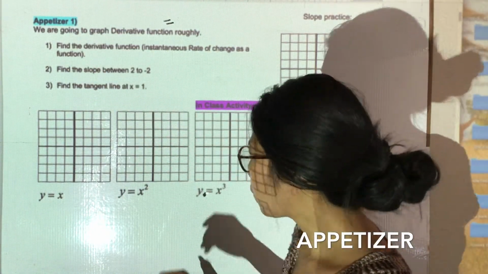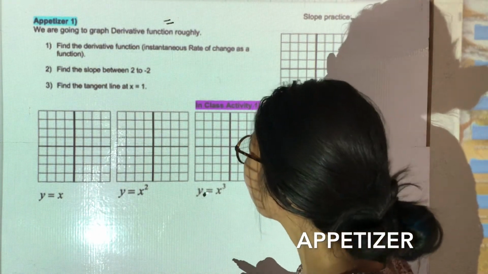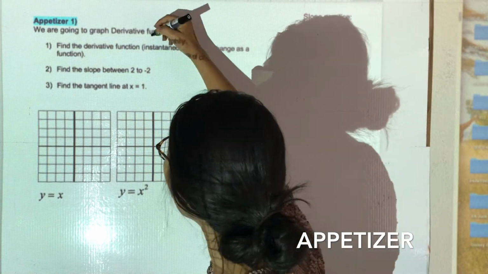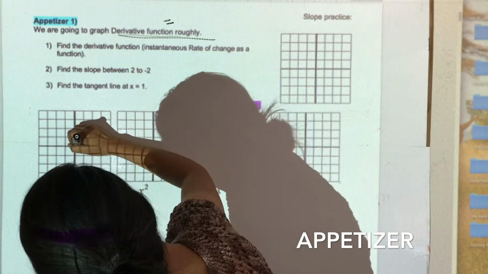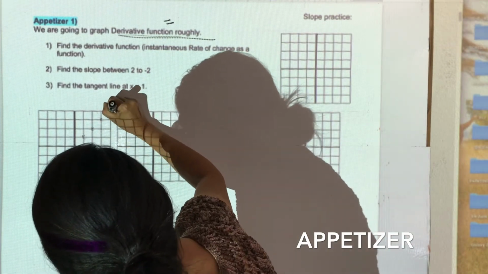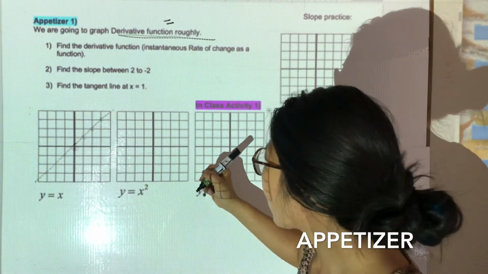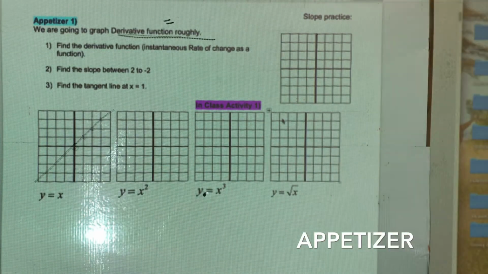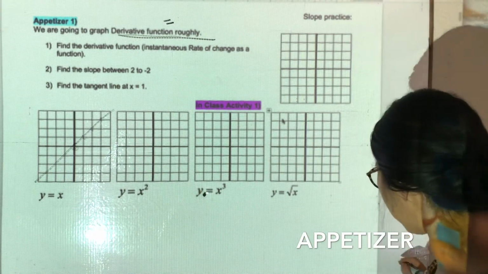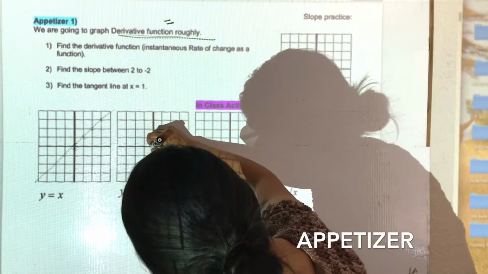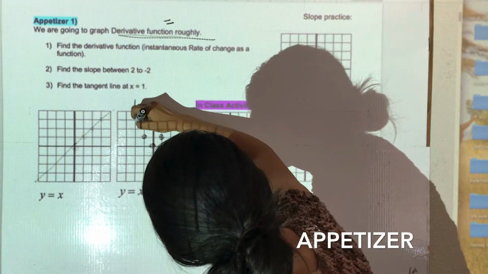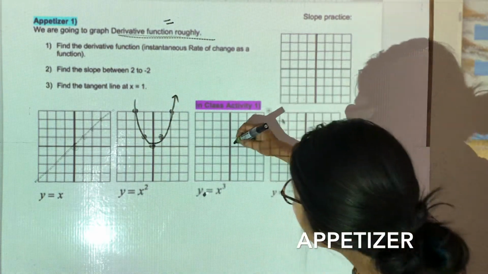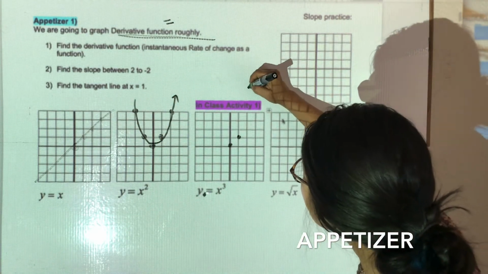So let's briefly graph this one, and then let's try to find our derivative function roughly. For the linear equation, I have the function y is equal to x, and for the second equation, I have... make sure that you graph very carefully so that we can see our values nicely.